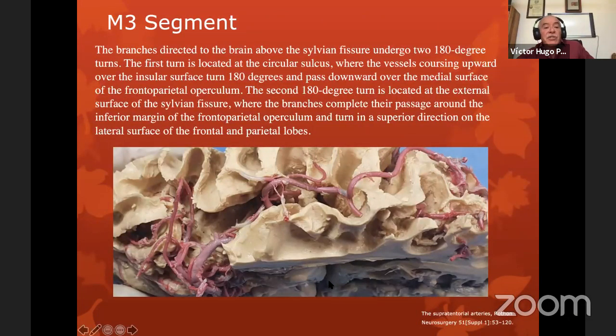M3 segment, the branches directed to the brain above the sylvian fissure, like here, undergo two 180-degree turns. The first turn is located at the circular sulcus, where the vessels coursing upward over the insular surface turn 180 degrees and pass downward over the medial surface of the frontoparietal operculum. The second 180-degree turn is located at the external surface of the sylvian fissure, where the branches complete their passage around the inferior margin of the frontoparietal operculum and turn in a superior direction on the lateral surface of the frontal and parietal lobes.